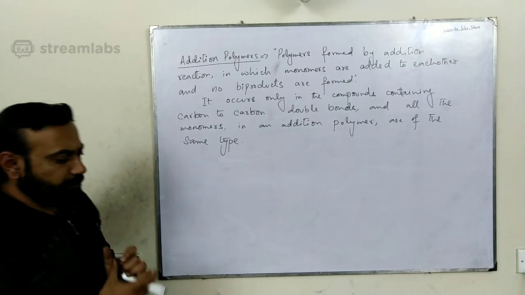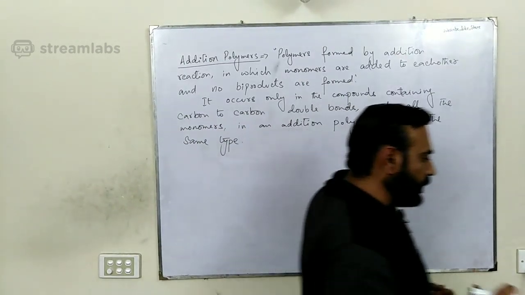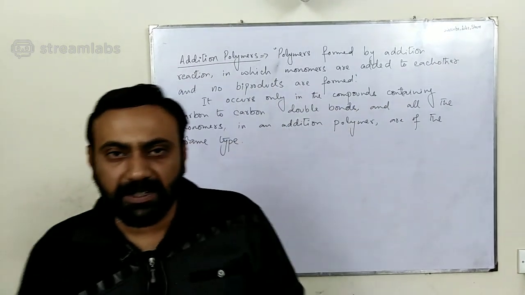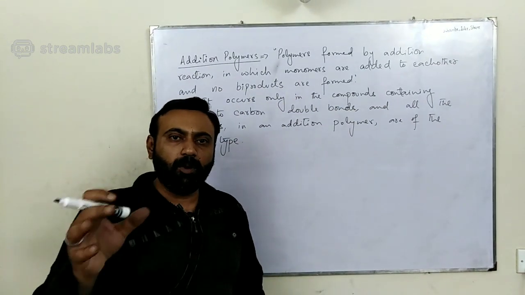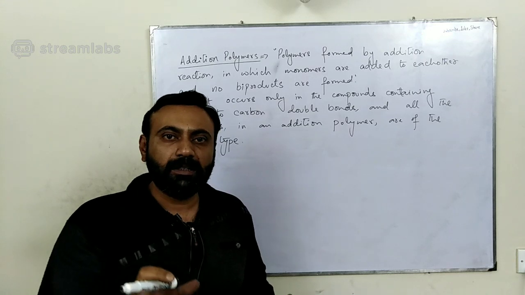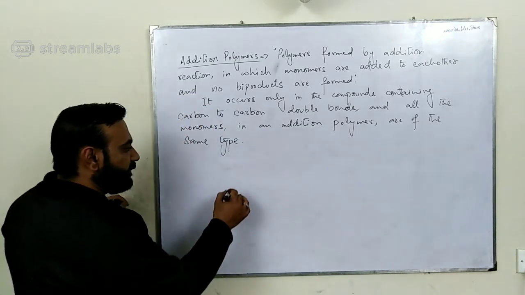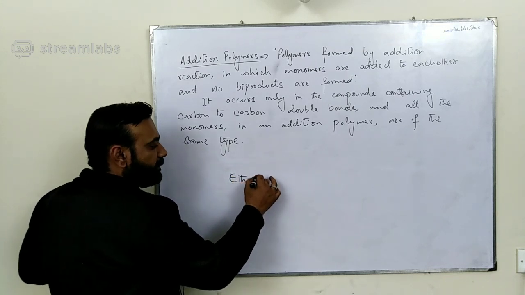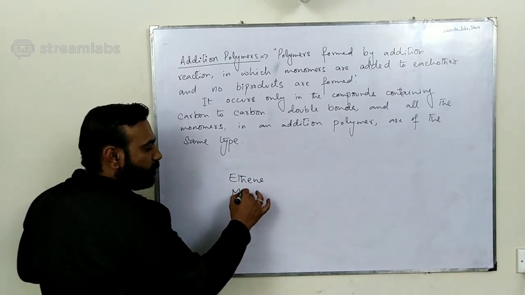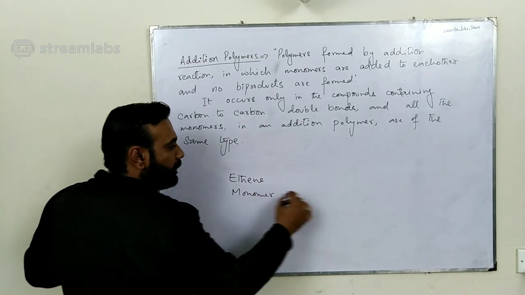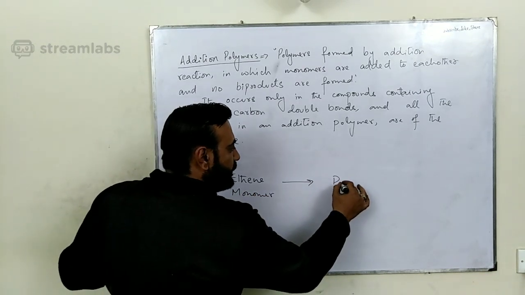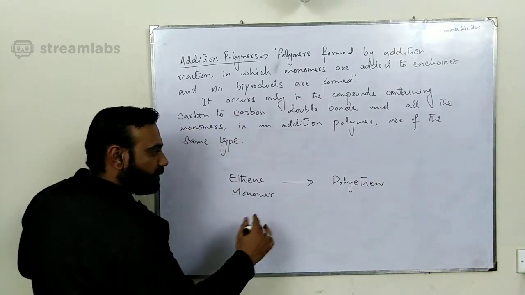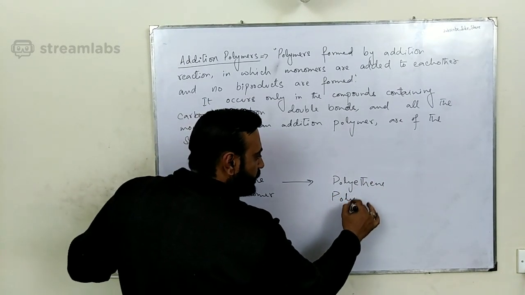Okay, now another thing you need to know is how to name addition polymers. There is a very simple way of naming addition polymers. You just put a poly in front of the name of the monomer. For example, if ethene is the monomer, then the polymer would be polyethene. Simply a poly in front of the name of the monomer. This would be the name of the polymer.